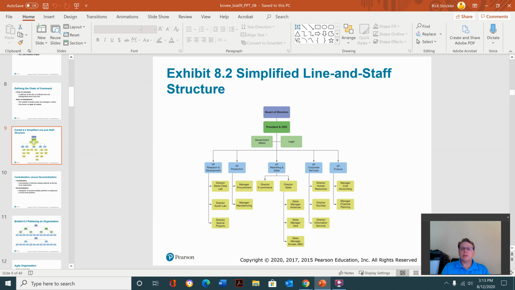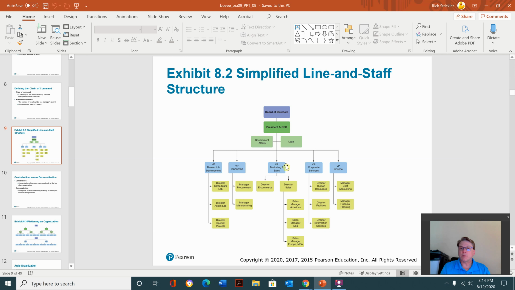Okay? And then simplified line staff structure. Okay, so here we have the director of special projects that reports to the director of Austin Lab, who reports to the director of Santa Clara Lab, who reports to the vice president. Or, depending on how they have it worked, they could say that all these directors report right to the vice president. And the way this chart is, I think the second way that I said that is probably accurate. It really depends on how the structure is with this.